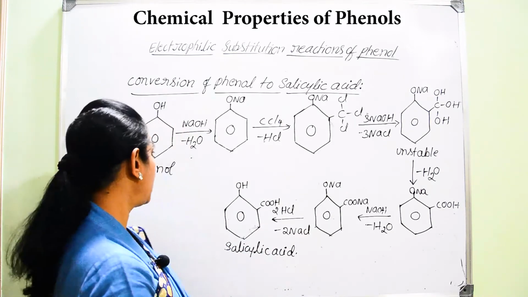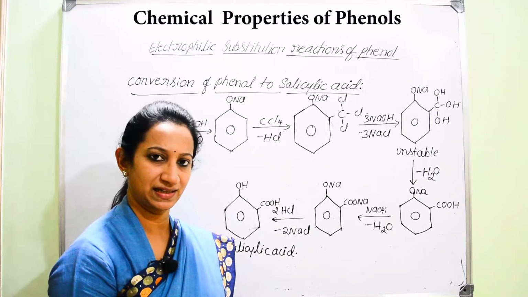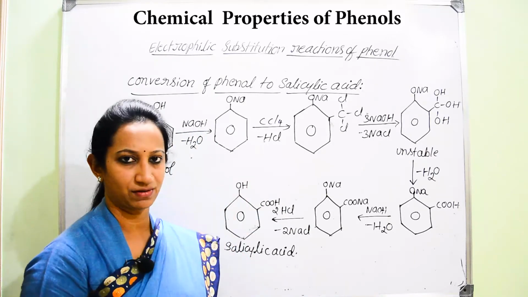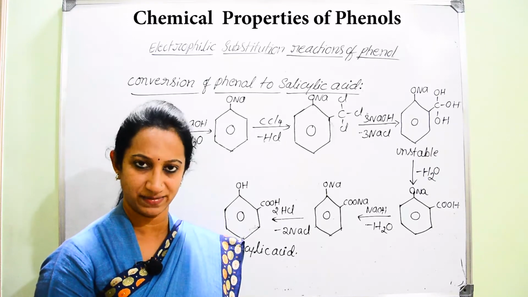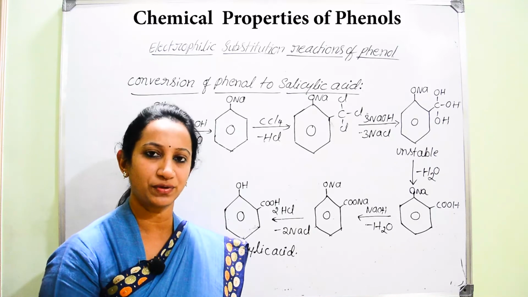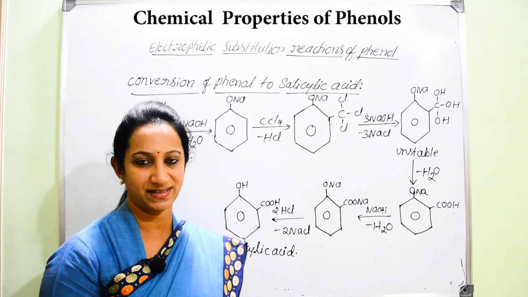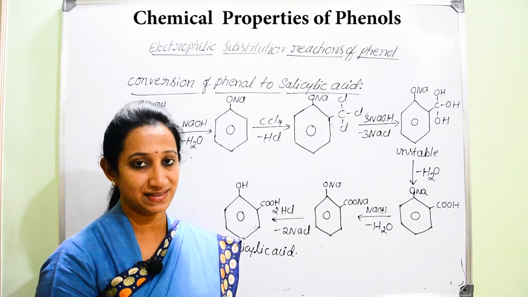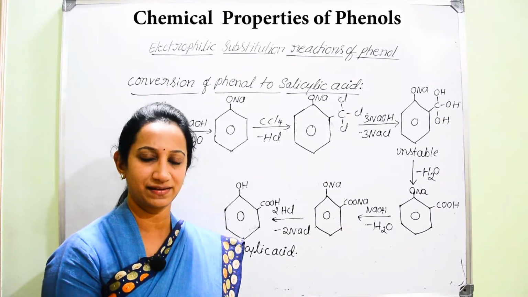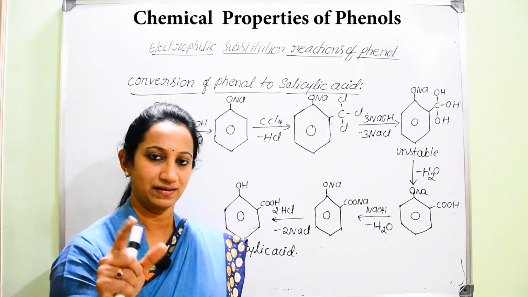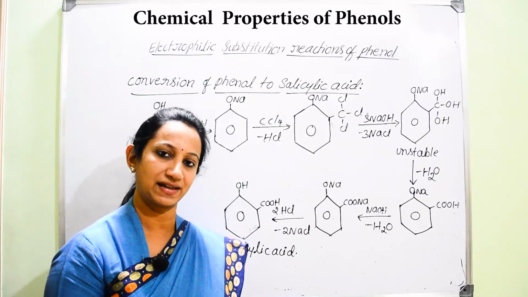So the conversion of phenol to salicylic acid with the help of carbon tetrachloride and sodium hydroxide is also considered as Reimer-Tiemann reaction. But as for examination, with respect to the Reimer-Tiemann reaction, in your NCERT text they have mentioned the conversion of phenol to salicylaldehyde. So when asked to explain the Reimer-Tiemann reaction, you can explain the conversion of phenol to salicylaldehyde.